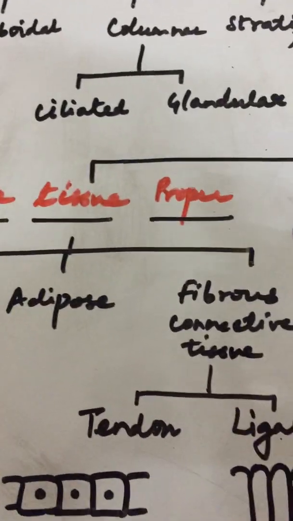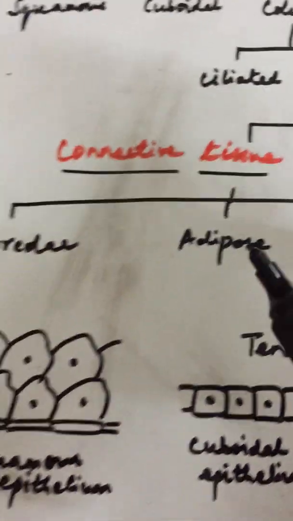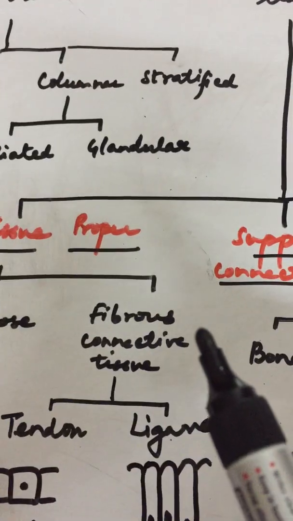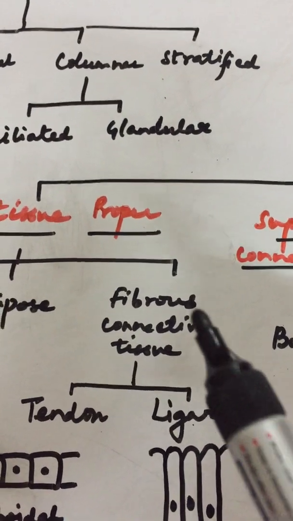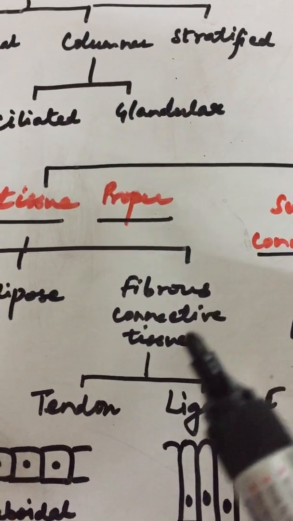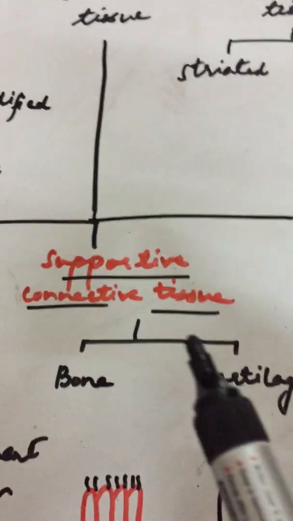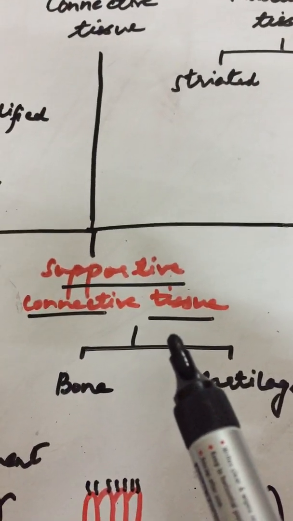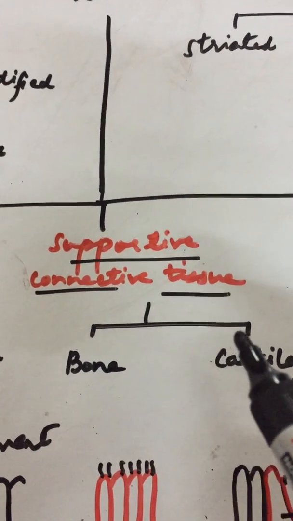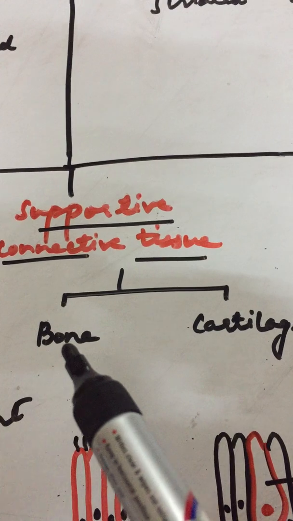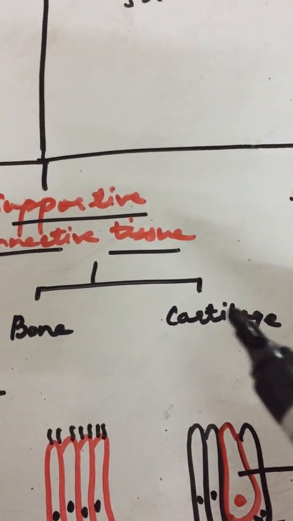The first category is connective tissue proper, which is further divided into areolar, adipose and fibrous connective tissue. And fibrous connective tissue is of two kinds, tendon and ligament. Then we come to the next category of connective tissue, and that is supportive connective tissue. Supportive connective tissue is further divided into bone and cartilage.